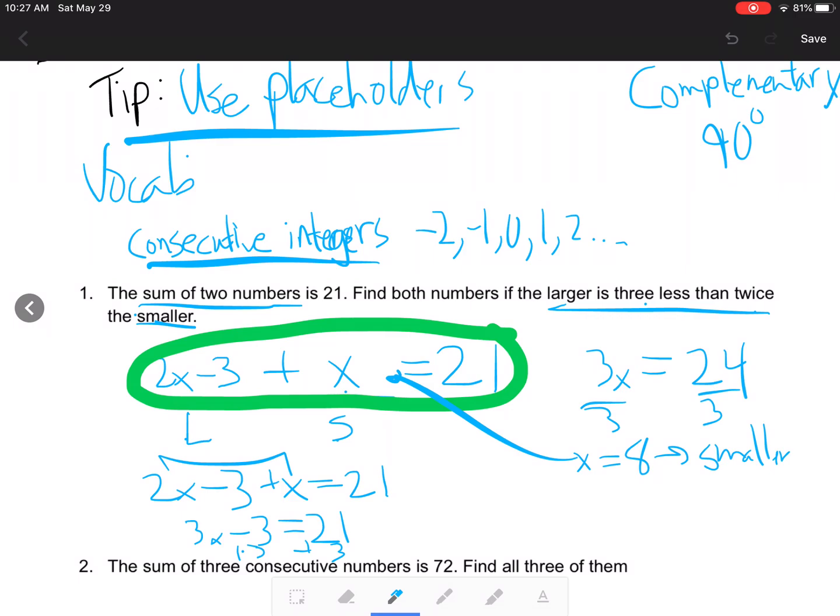The larger one, we have two ways of finding it. We can plug this back into this little expression here, or we could just go 21 minus 8 and figure out what that has to be, and that's 13. And so we found both numbers, 8 and 13.